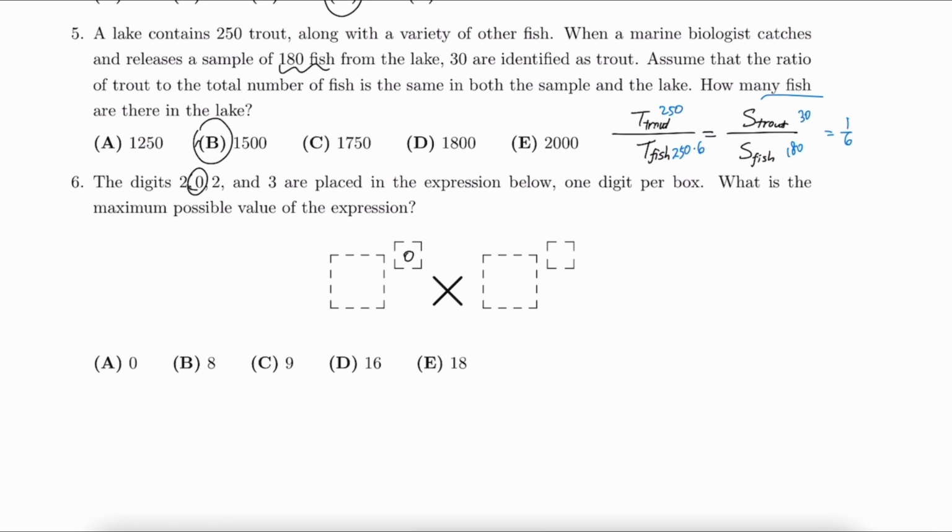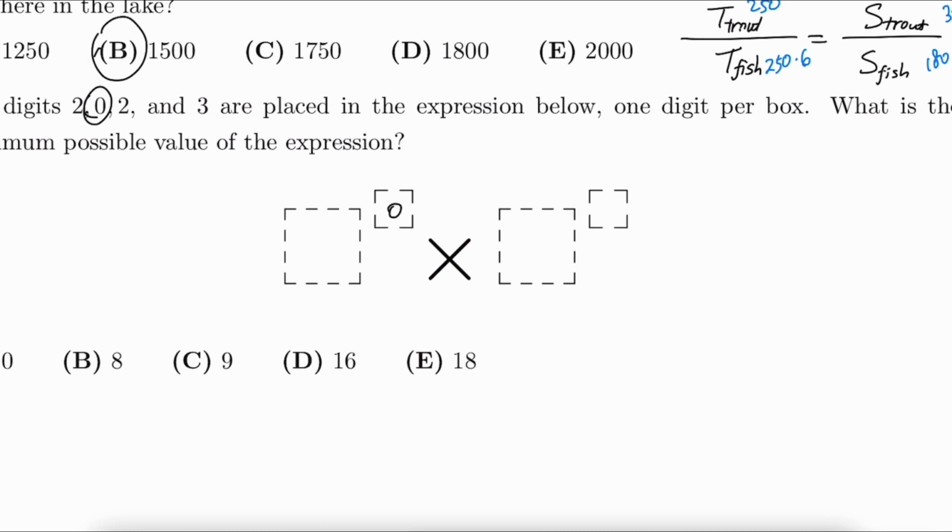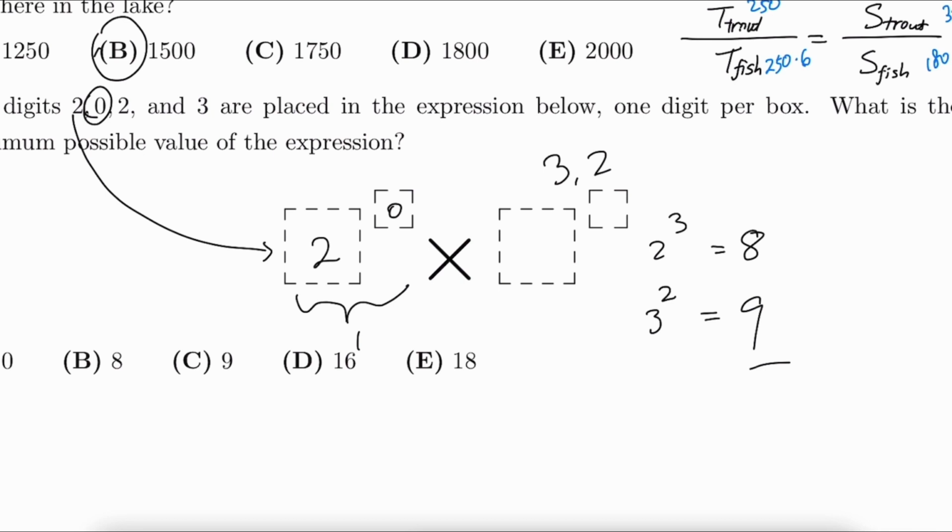But if we are told that this is 0 and every other number is non-zero, then this is going to be 1 regardless. So we better not waste our 3 in here, or we're just left with 2 to the power of 2. So we have to utilize the 3 somewhere else and waste a 2 over here. So we have a 3 and 2. Now there are only 2 possibilities, 2 to the 3 or 3 to the 2, or 3 squared, 2 cubed. That is 8, and that is 9. So 9 is bigger, which means that our answer for this problem is C.